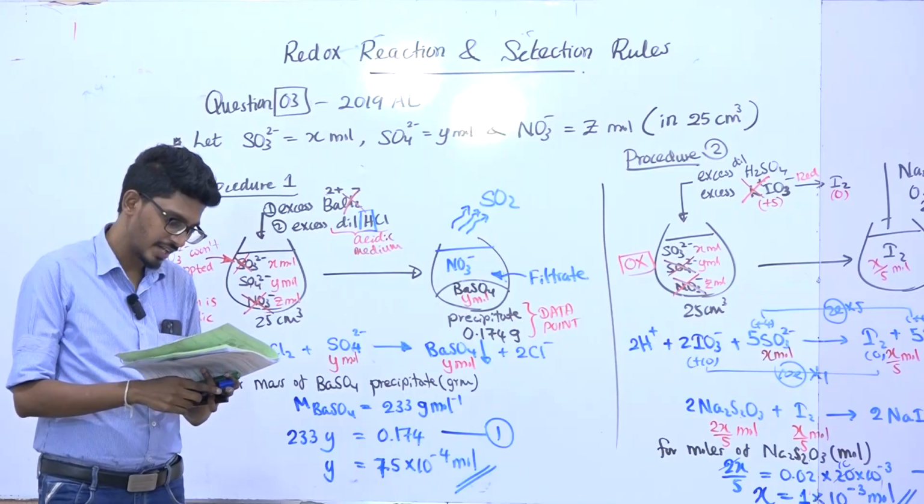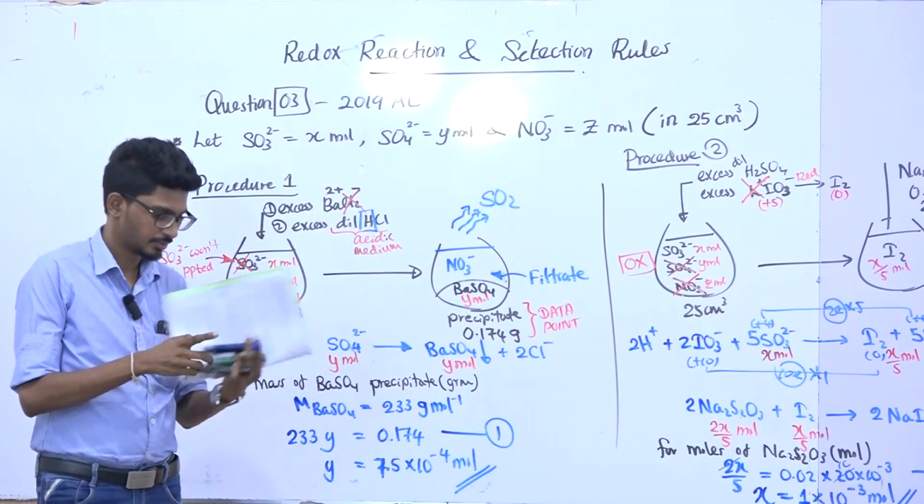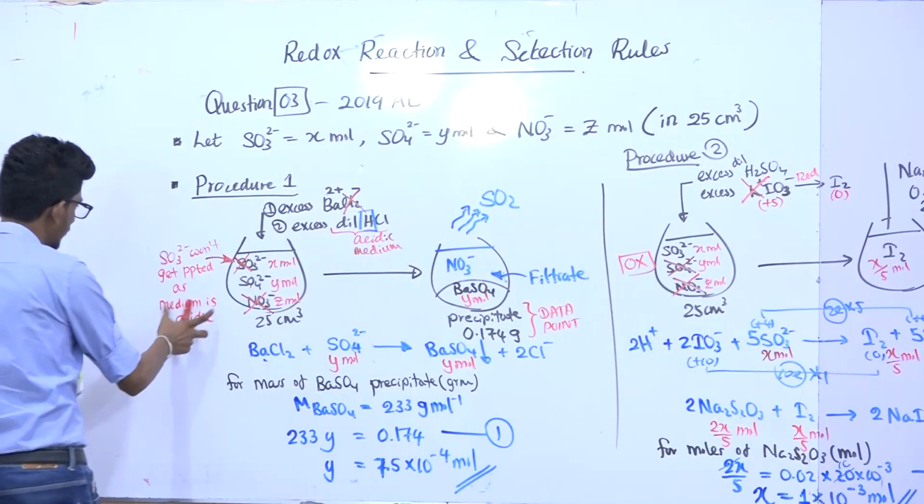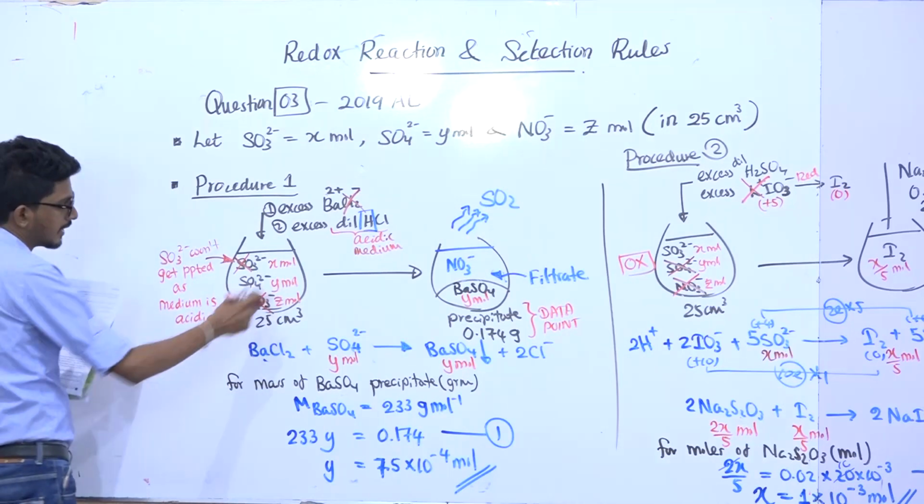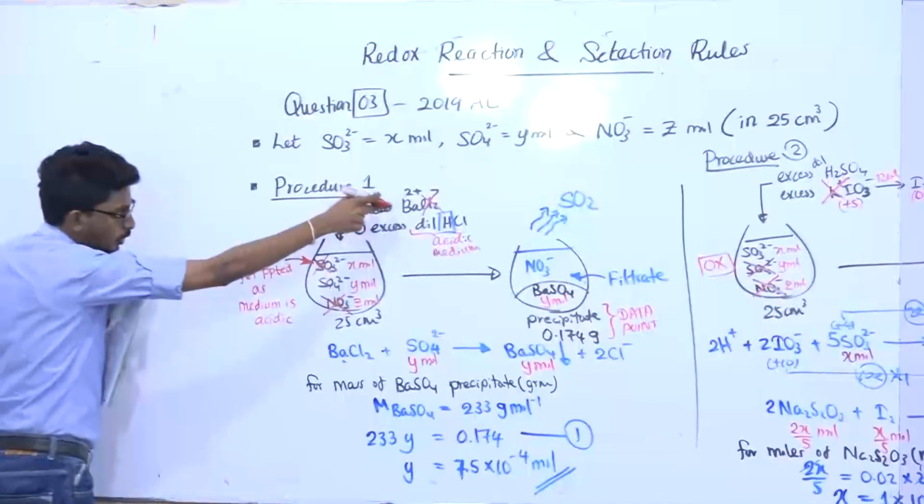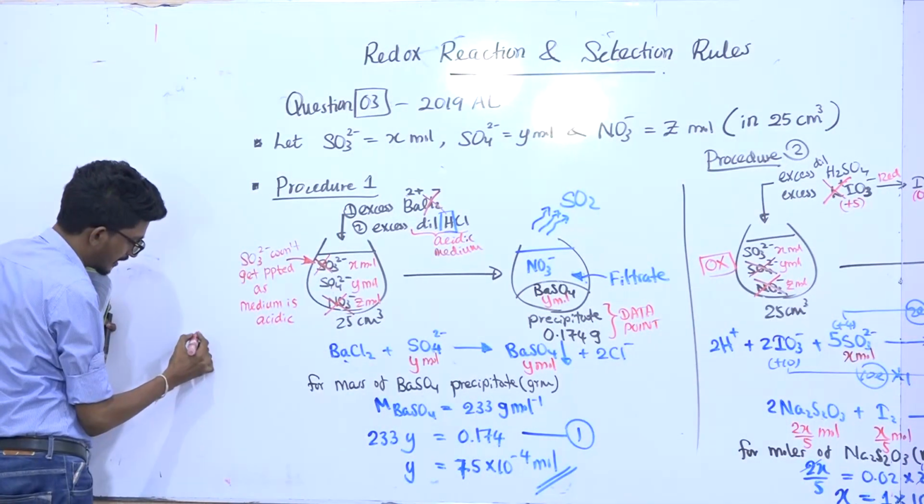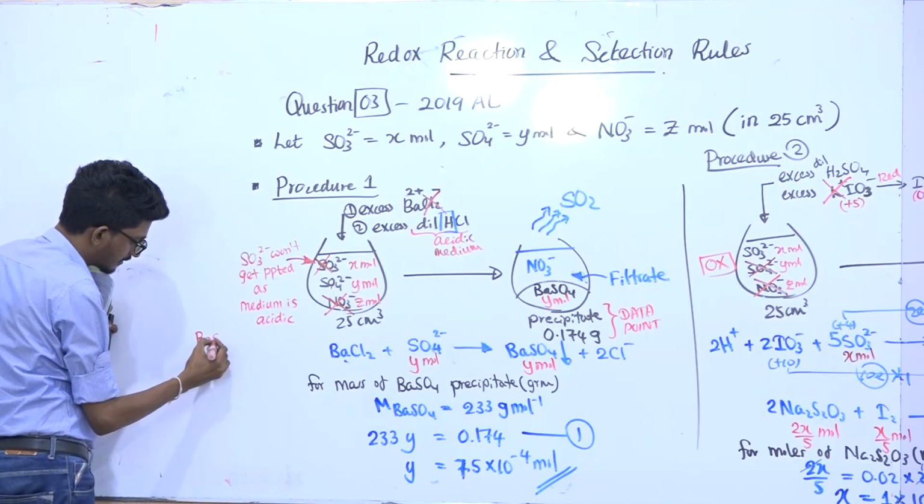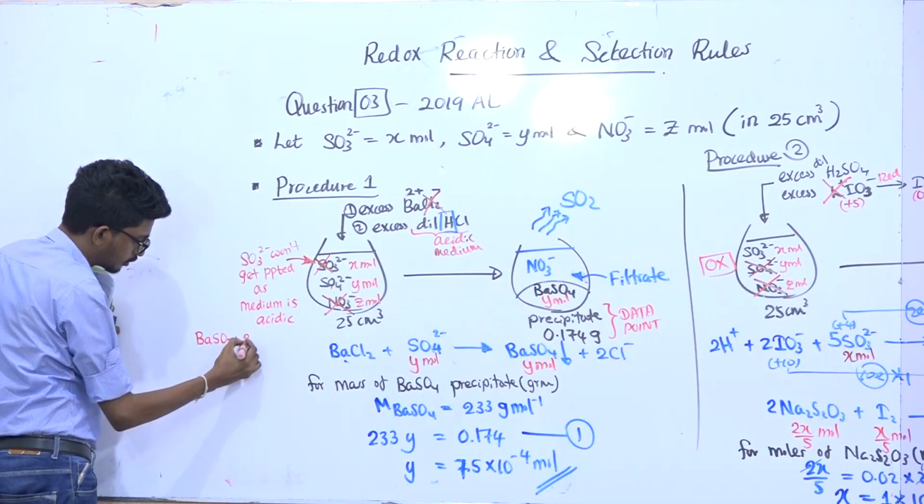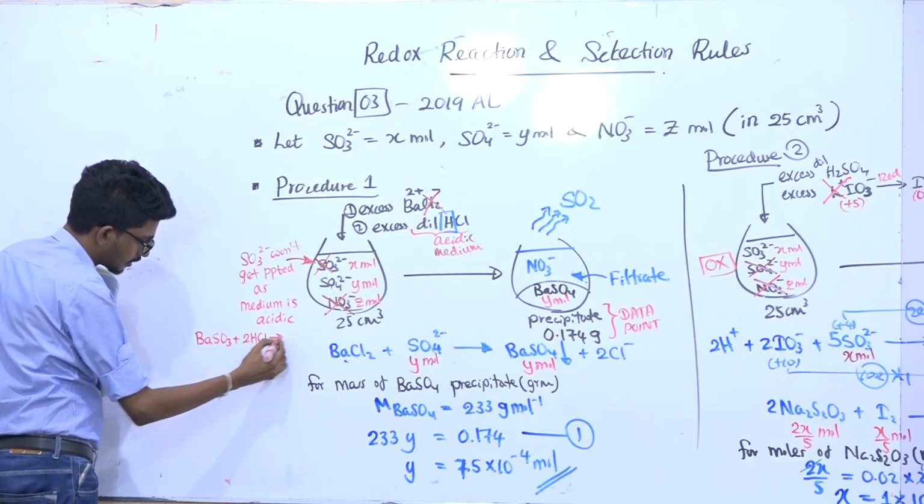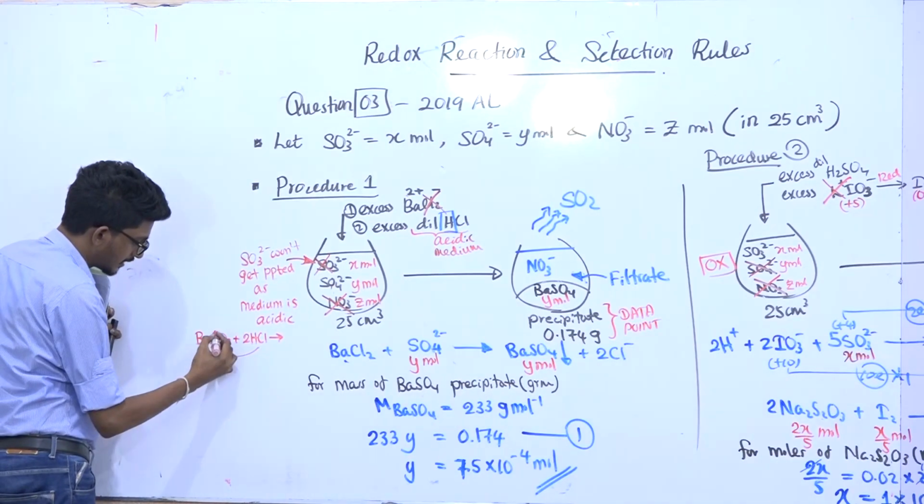No further evolution of gas with pungent odor. What is this scene? Why does it dissolve like this? It dissolves like this, kids. How does this barium sulfide dissolve in acidic medium? Barium sulfide will react with 2 HCl to form barium chloride and H2SO3.